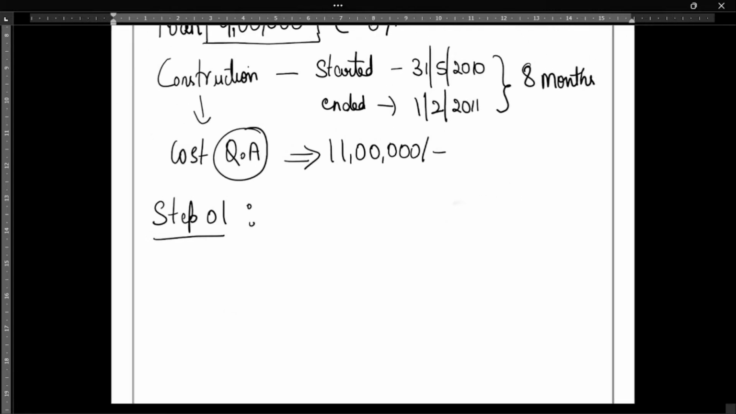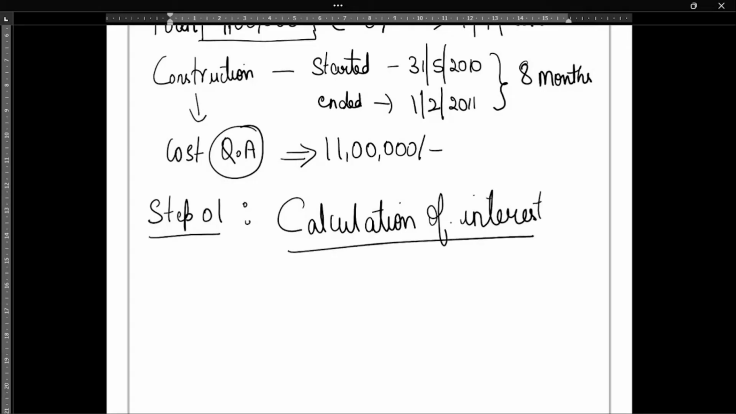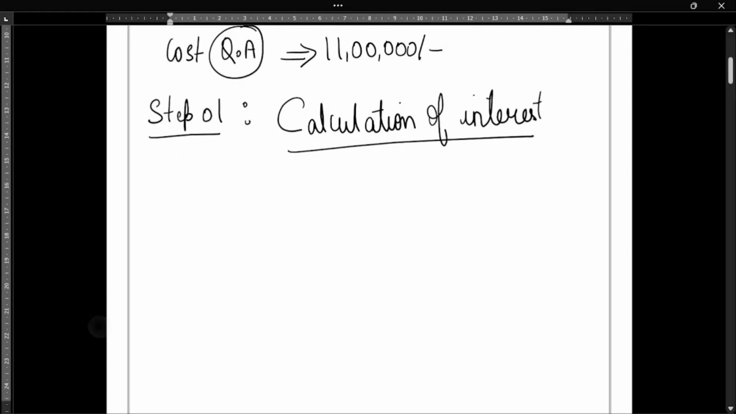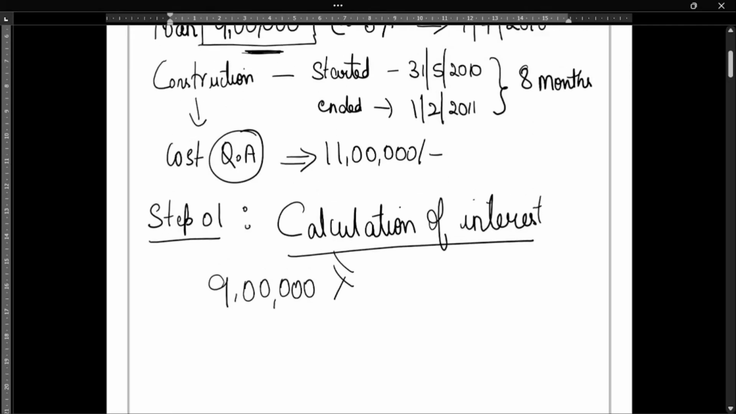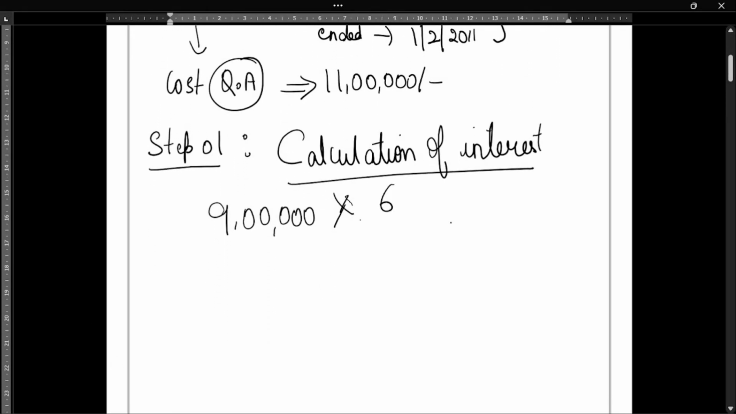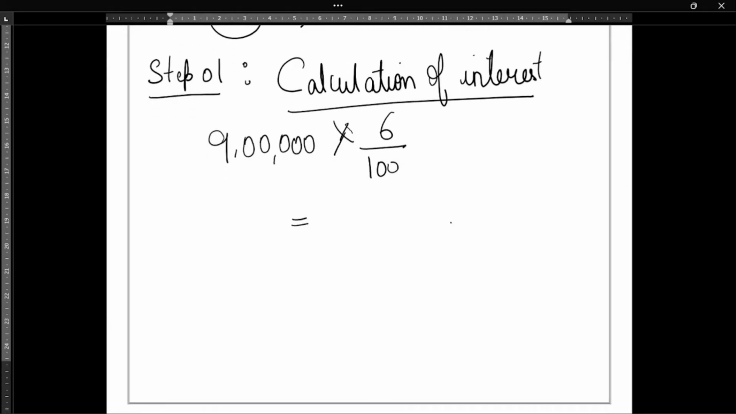Step number 1 is calculation of interest. First, let us calculate the interest. How much loan amount have they taken? 9 lakh rupees, into what is the rate of interest? 6%, means 6 divided by 100. So 9 lakh into 6 divided by 100 will be 54,000.